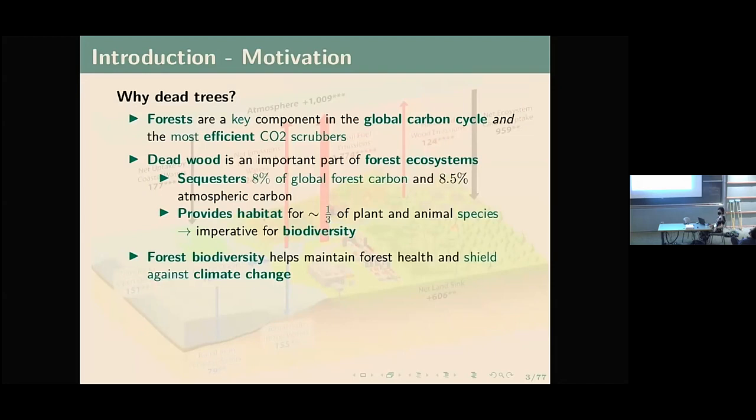So, but why are we even looking at dead trees? Forests are the most efficient ecosystem on the planet for scrubbing CO2 and turning it into oxygen, sequestering as much CO2 as all of the Earth's oceans. Dead trees are an important part of forest ecology. Like other trees, they sequester carbon, which would otherwise travel to the atmosphere, forming greenhouse gases. A total of 8.5% of the atmosphere's carbon is stored within dead trees.